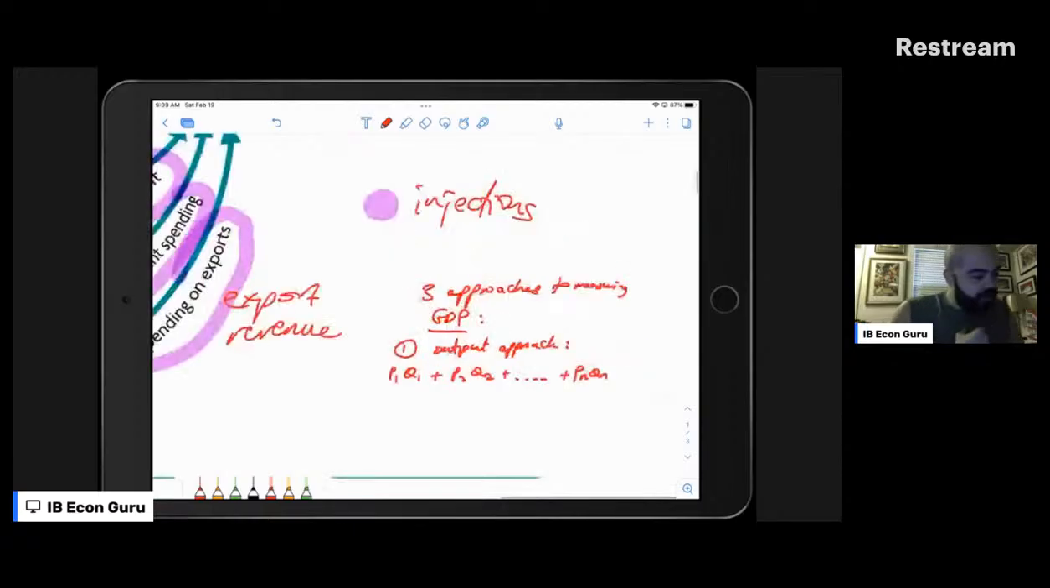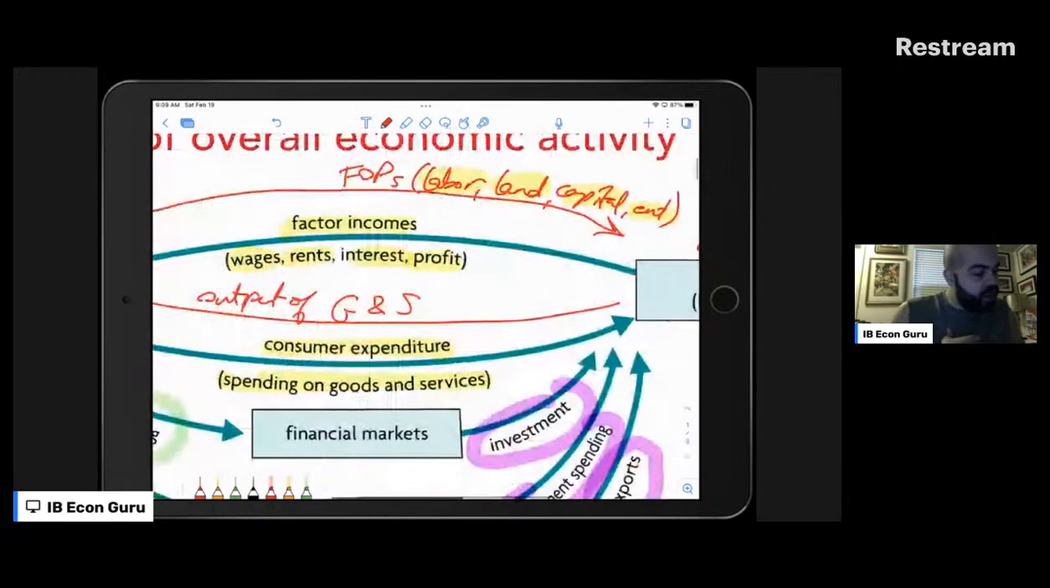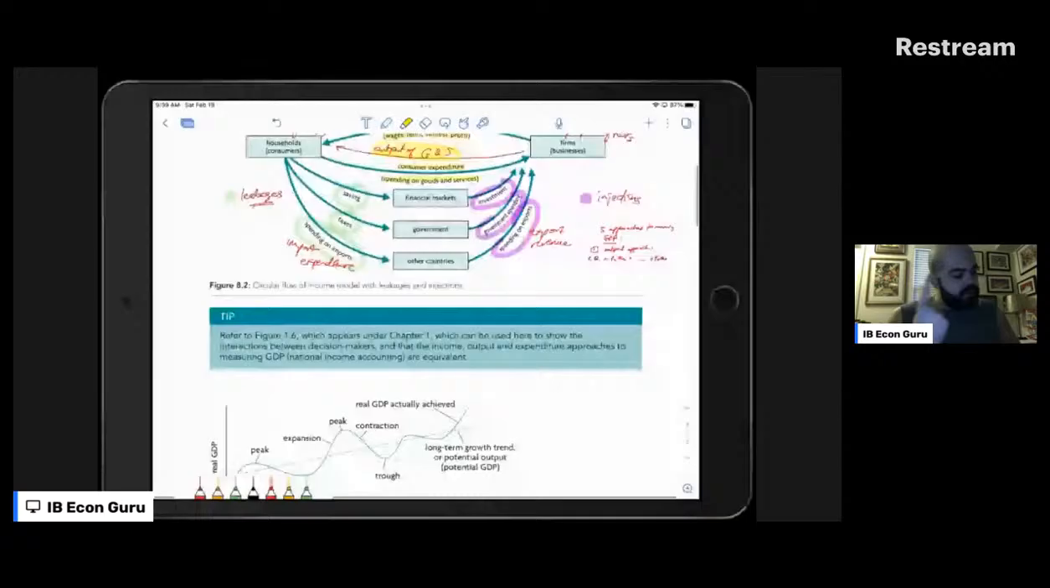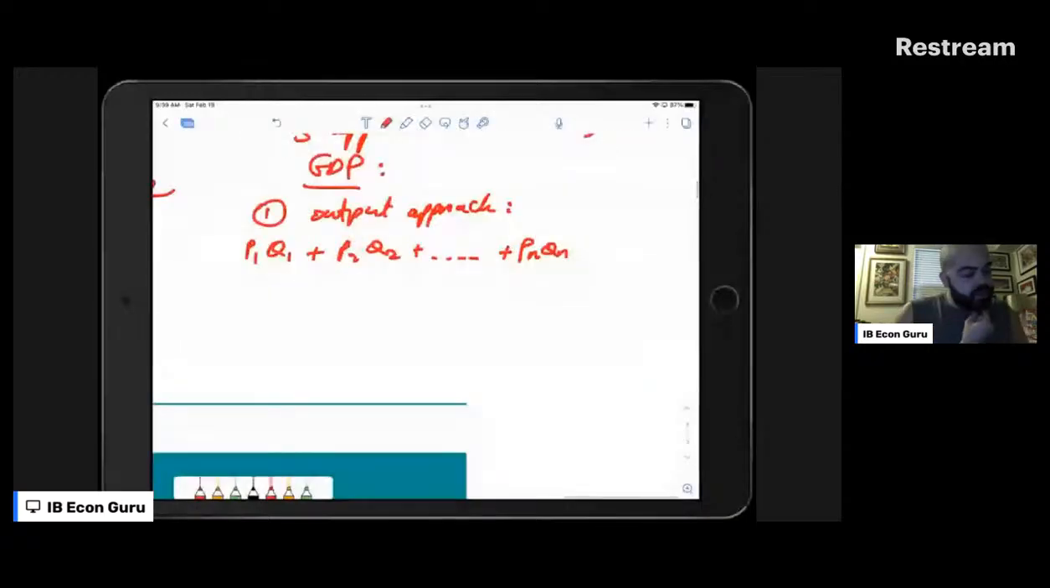That's the output approach. So this focuses here on this arm or on this arrow. That's the output of goods and services. That's the first approach to measuring the GDP or national income. The second approach is the income approach. That looks at the total income generated by all factors of production.